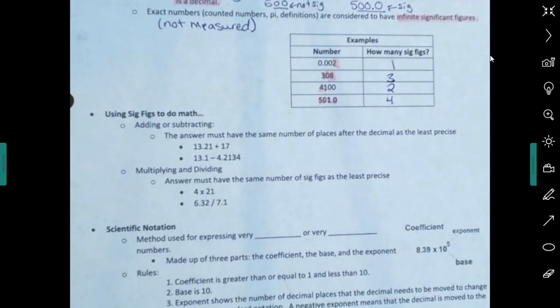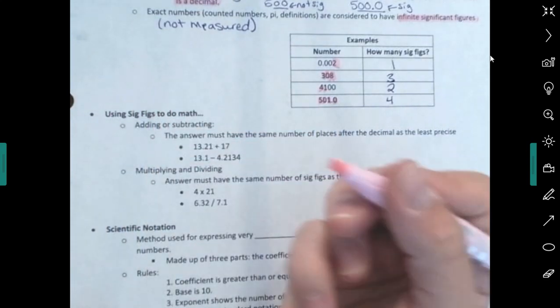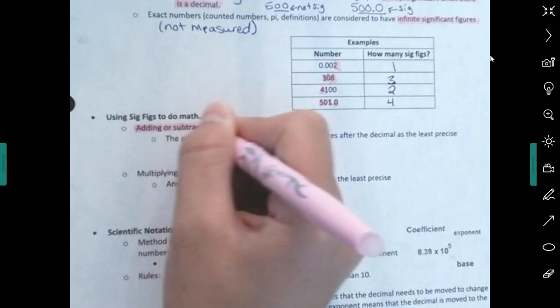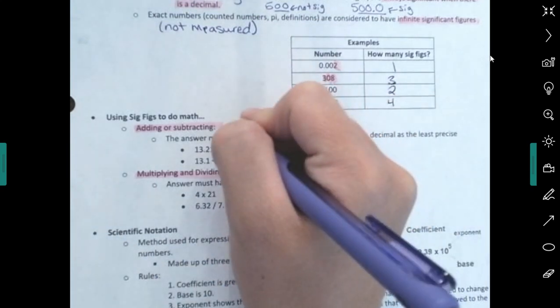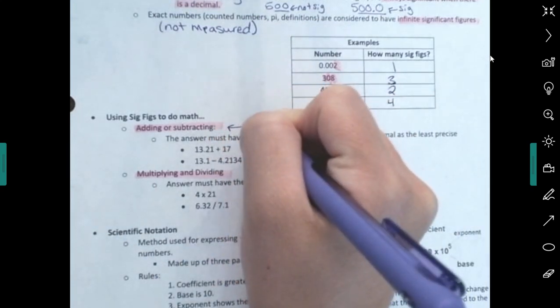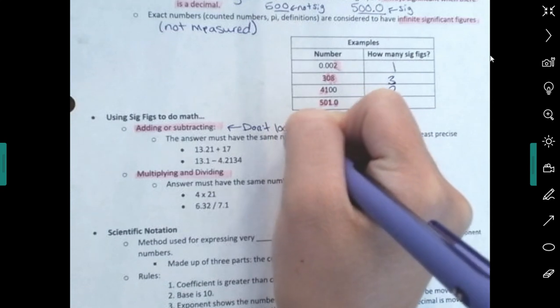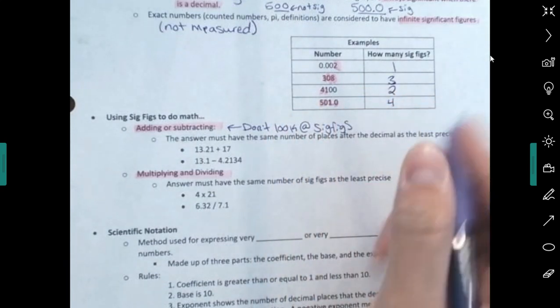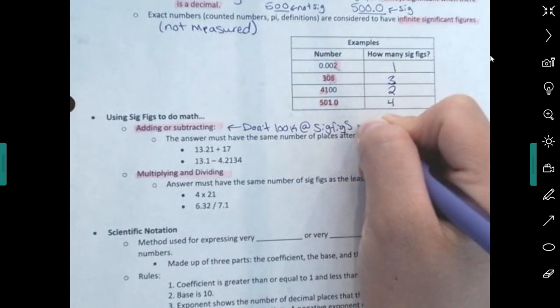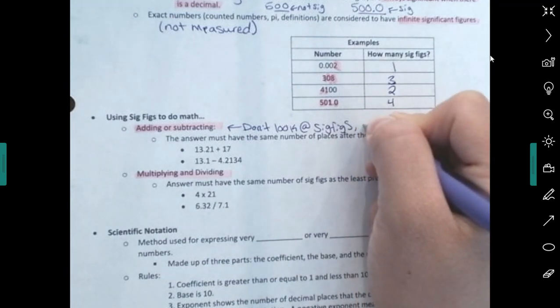Now, when this applies to doing math, sometimes kids get confused because there are different rules for figuring out how to round your answer when you're adding and subtracting versus when you're multiplying and dividing. Now, when you're adding and subtracting, you don't look at sig figs. So write that down. Don't look at sig figs. Look at decimal places.